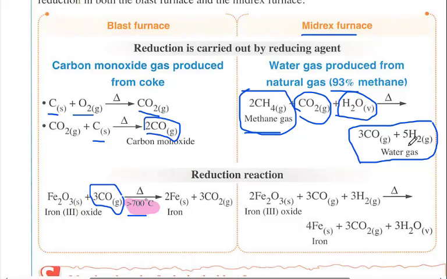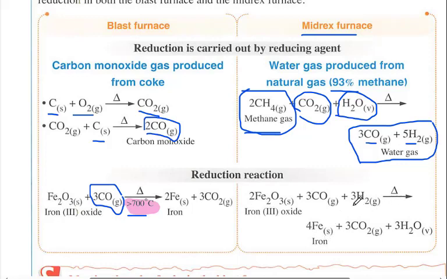Water gas is a mixture of a compound, which is carbon monoxide, and an element, which is hydrogen. Here we use methane, carbon dioxide and water to form water gas, which is carbon monoxide and hydrogen. Each one of them is a very strong reducing agent. So we use the mixture of carbon monoxide and hydrogen to reduce ferric oxide into elemental iron. This is in the Midrex furnace.